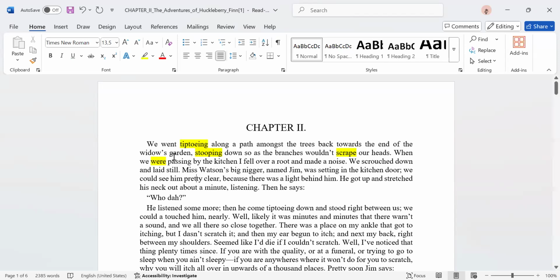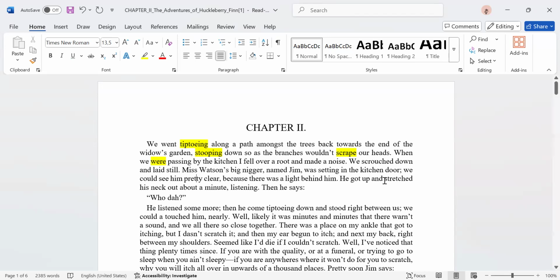For example, if I said, I fall over and made a noise, that's not parallel, because fall and made are supposed to both be past tense. If I use fall for this one, or I change made to make, then it won't be parallel anymore since they have different tenses. One of them is past and one of them is present.